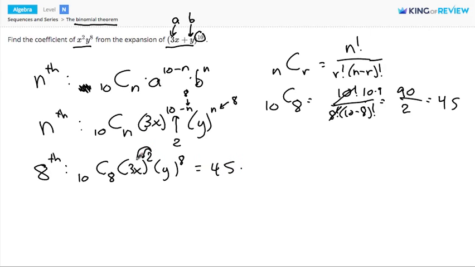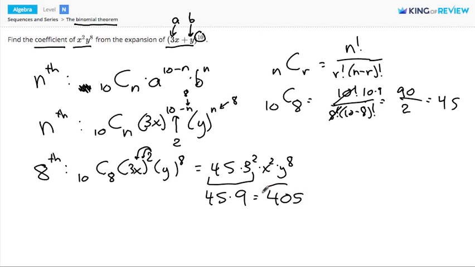So our term will be 45 times, we have to distribute the 2 to the 3 and the x, so we get 3 squared times x squared times y to the 8th. So if we want the coefficient, we need 45 times 3 squared, which is 45 times 9, which is 405. So there's the coefficient of x squared times y to the 8th.